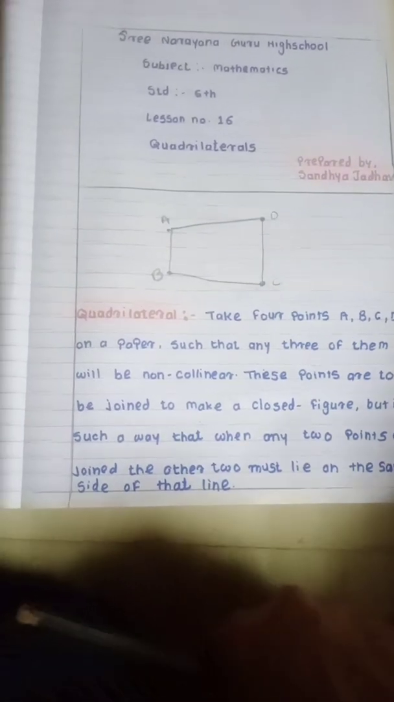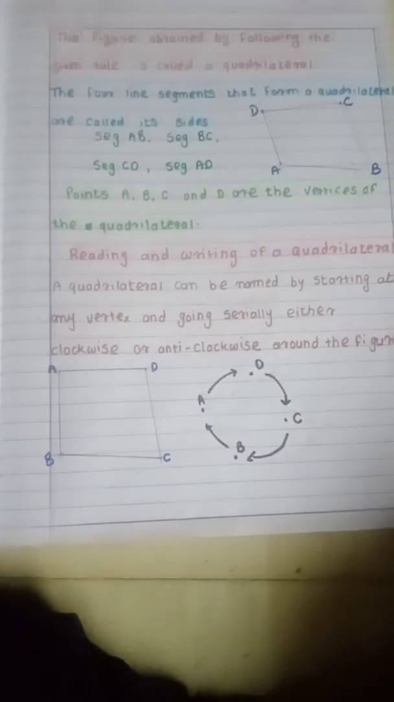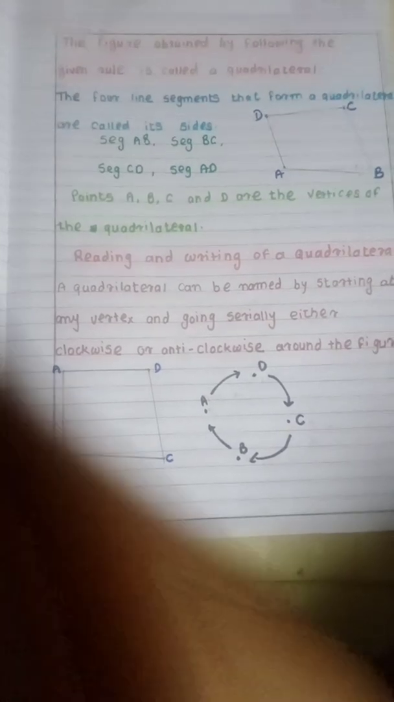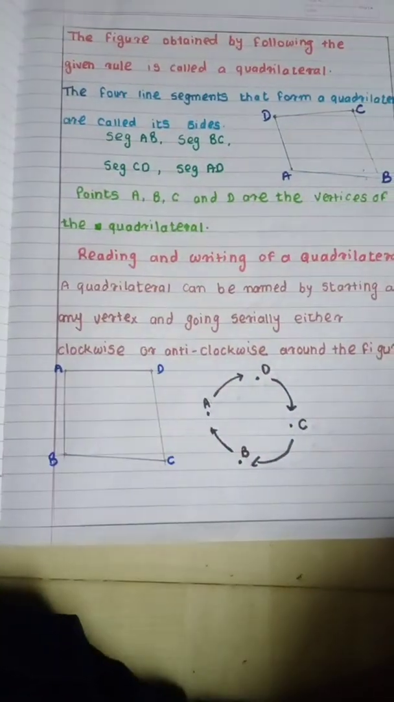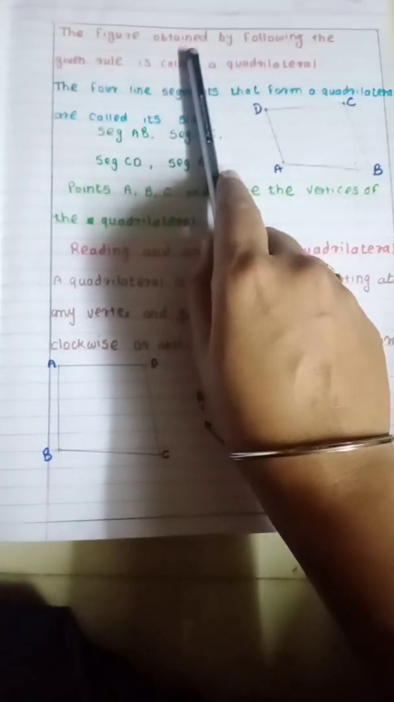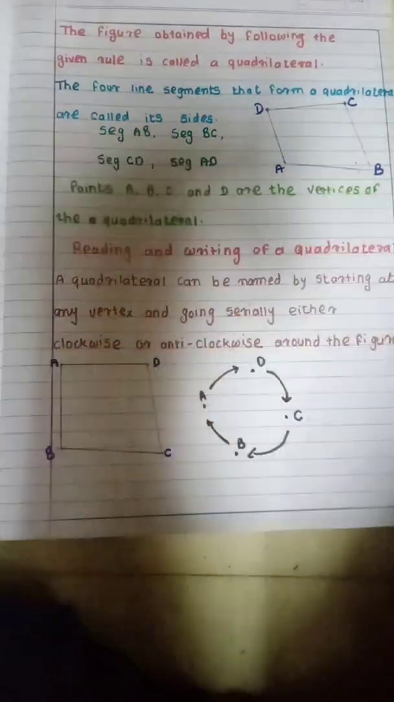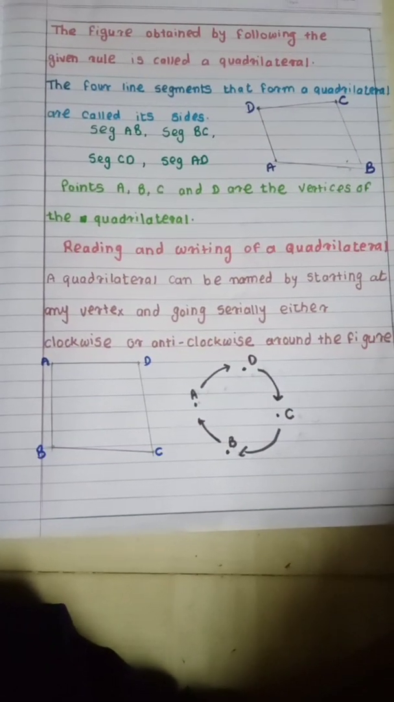So students, what do we mean by quadrilateral then? See here, the figure obtained by following the given rule is called a quadrilateral. Okay, understood the meaning of quadrilateral?